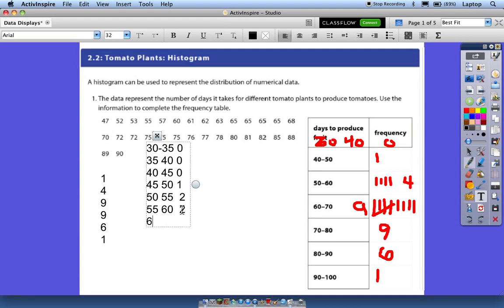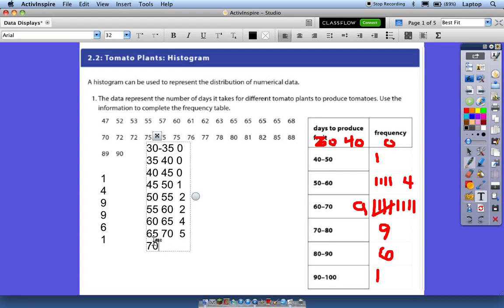Then from 60 to 65, there will be 1, 2, 3, 4. 4 of them. From 65 to 70, there will be 1, 2, 3, 4 of them. Over here from 60 to 70, let's count again. 1, 2, 3, 4. And then from 65 to 70, 1, 2, 3, 4, 5, because they should add up to 9 as well, because before from 60 to 70 was 9.